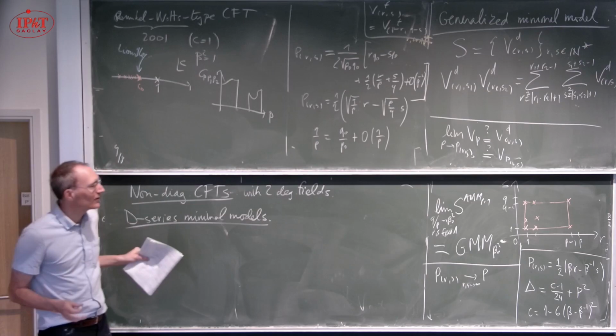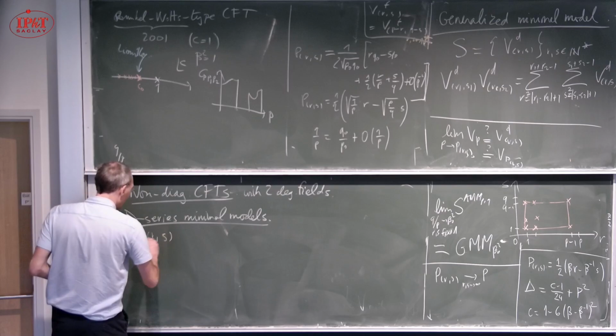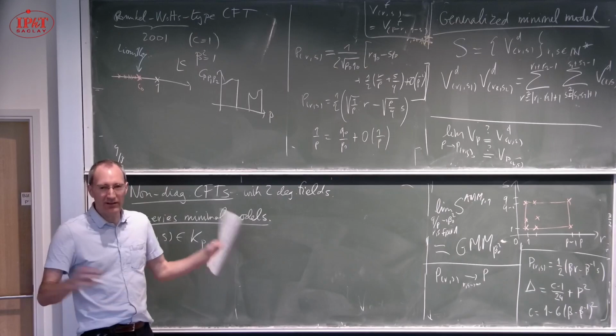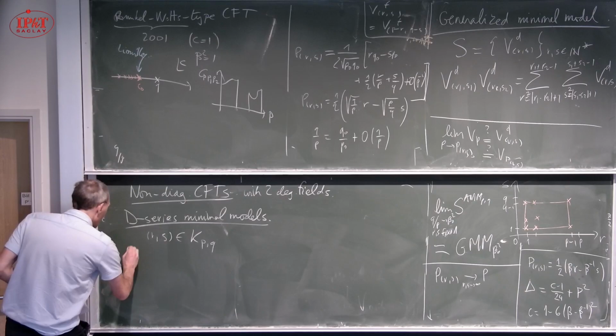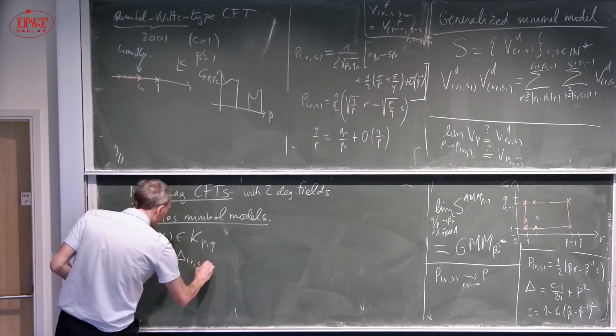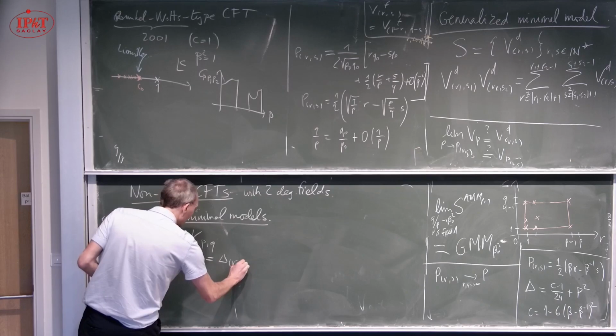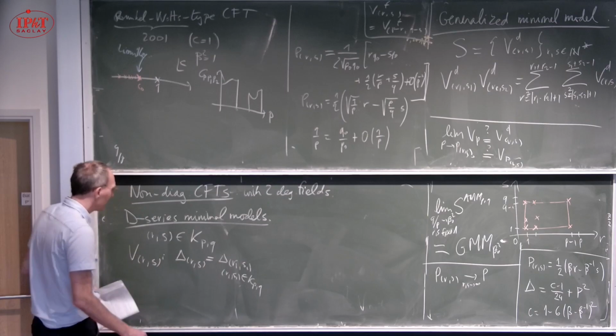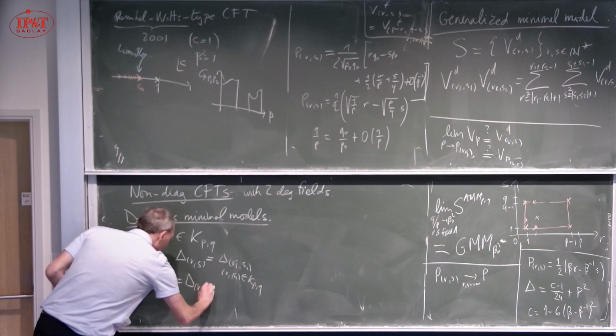So we start with the Kac table. So indices in the Kac table. And we want the left dimension to be in the Kac table, the right dimension to also be in the Kac table. Which means if we write our non-diagonal field as V_RS, in fact, we want delta_RS to be equal to some delta_R1S1, with R1S1 in the Kac table. Well, it doesn't necessarily mean that RS belongs to the Kac table because we have identities. In particular, we have this identity, delta_RS equals delta_{R+P/2, S+Q/2}.